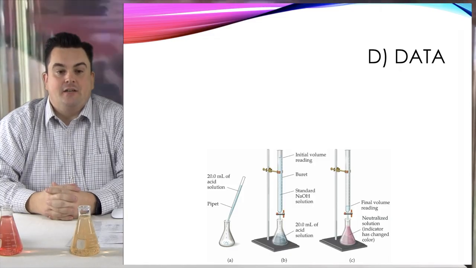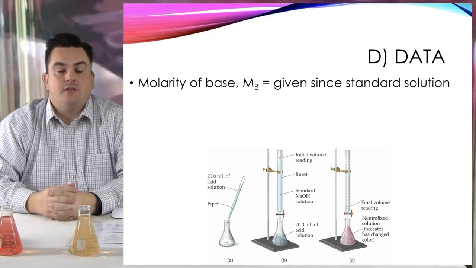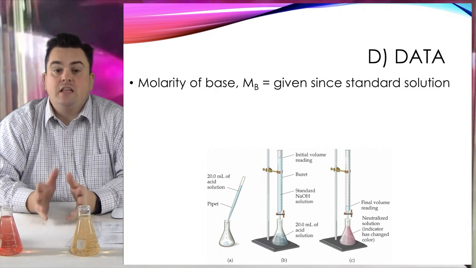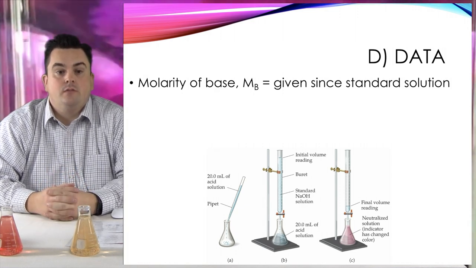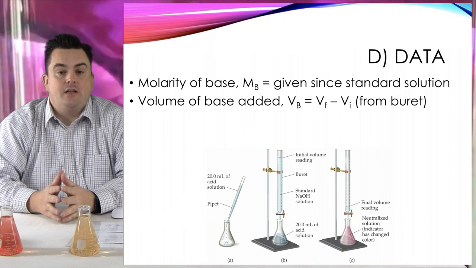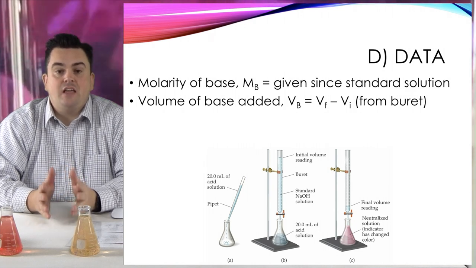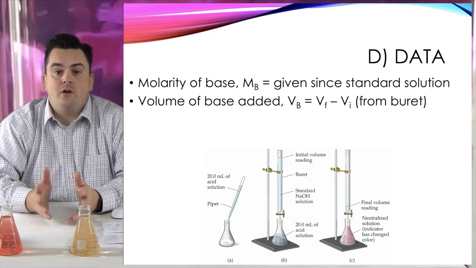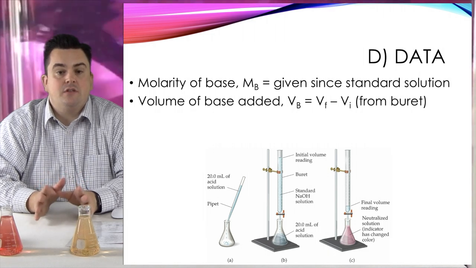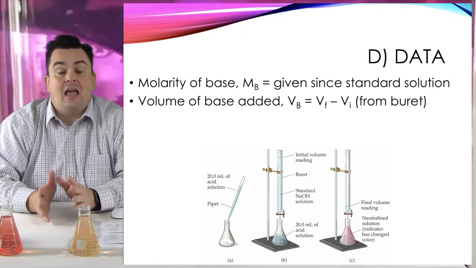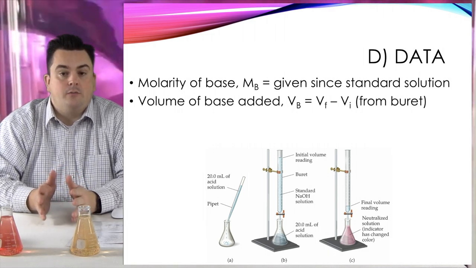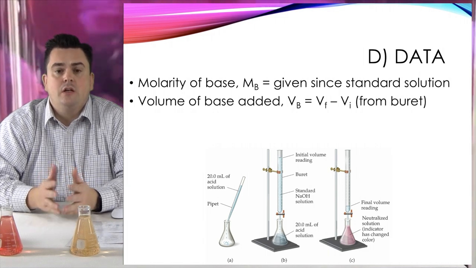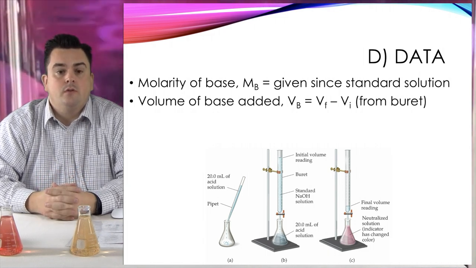Let's take a look at the data. Molarity of the base is always MB. This is given since it's a standard solution. Volume of the base added is always VB. And this is VF minus VI from your burette. If you take a look at the images below, the burette is always going to have an initial reading and a final reading. So you just have to subtract those two to get the total volume used.